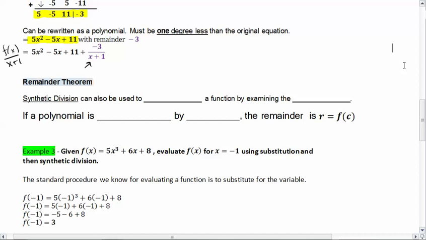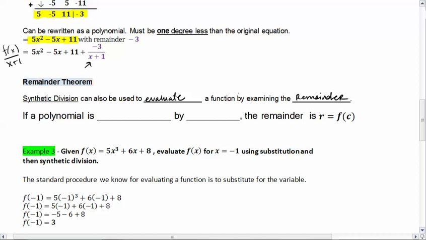So synthetic division can also be used to evaluate a function by examining the remainder. What does evaluate mean? If we had some f of x equals x squared plus 1, and we wanted to evaluate that function at f of 2, at x equals 2, all we do is plug in that 2 where we had an x. That's what we're talking about when we're saying evaluate.